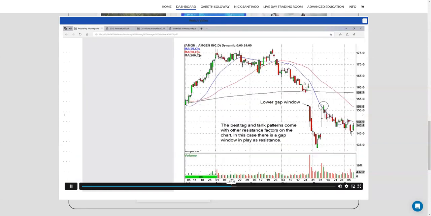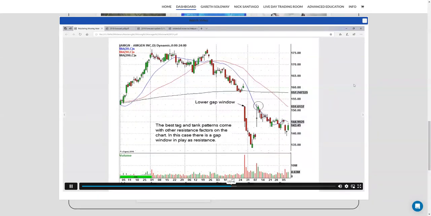All right, let's go over to another example here. Here's a chart of Amgen. And again, it really doesn't matter what the equity is. The same stuff happens all the time, right? That's why I'm always looking at different stocks.